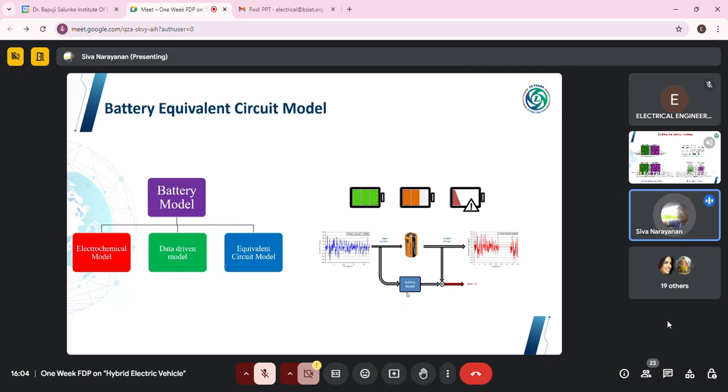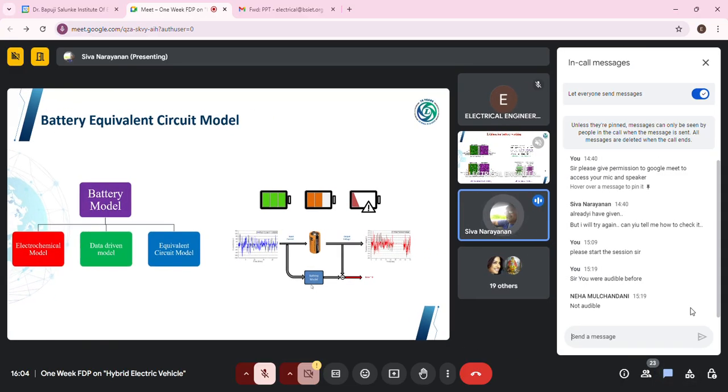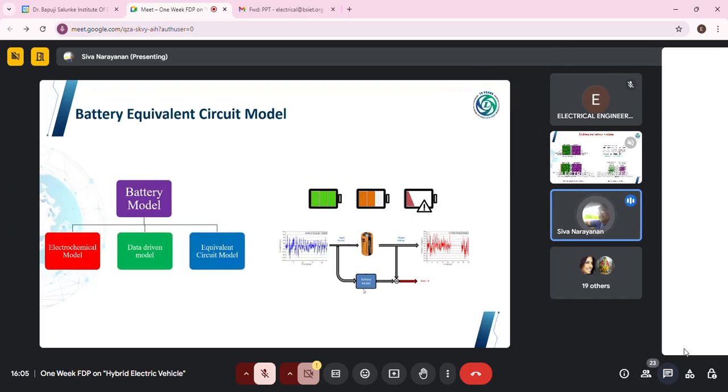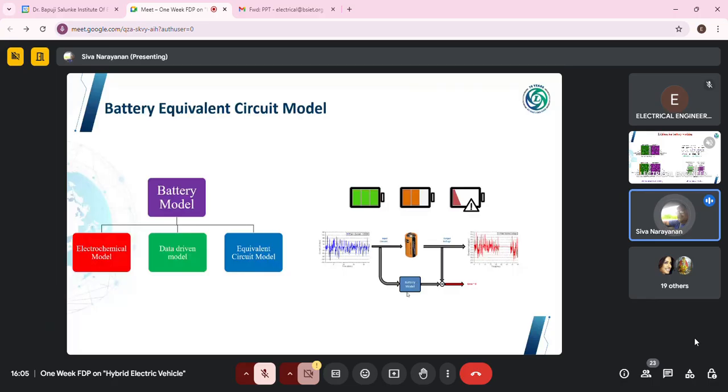In the data driven model, they use artificial intelligence and machine learning techniques, where they take the experimental data and try to form the mapping between the input and the output. They use machine learning techniques like support vector machine, neural network, ensemble methods, or deep learning techniques to form the relation between the input and the output. So now this is a hot topic in research.